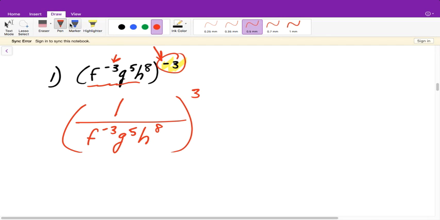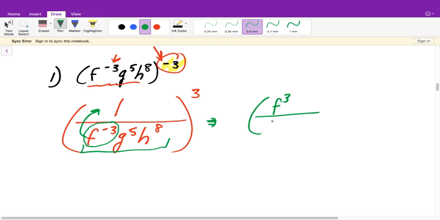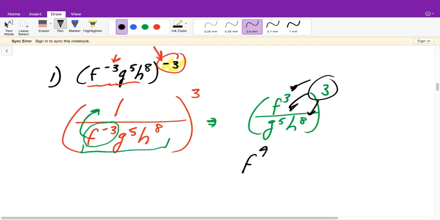All right, and then after you do this, you can go ahead and simplify everything on the inside. Well, I have an f to the negative 3 power, so that means I'm going to move it back up to my numerator to make it positive. So this then becomes f cubed over top of g to the 5th and h to the 8th power. And now I can distribute this power into everything. And I know power to a power I multiply. So this becomes f to the 9th because it's 3 times 3. This becomes g to the 15th because it's 5 times 3.